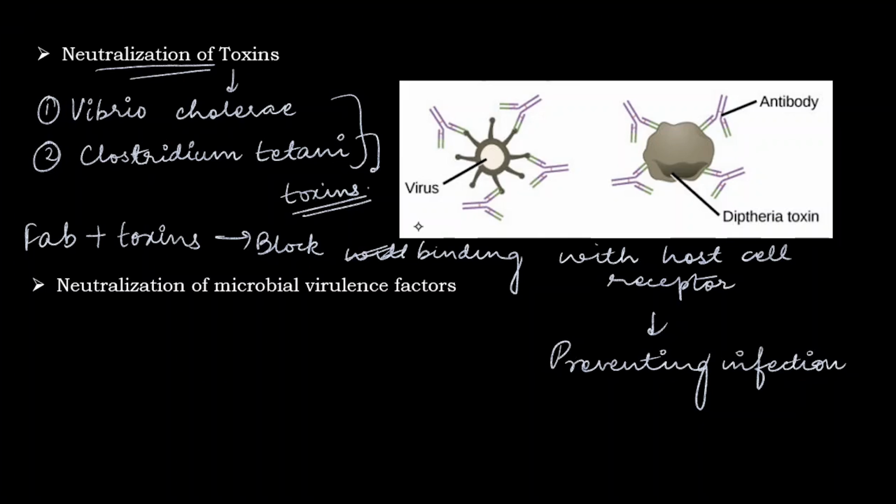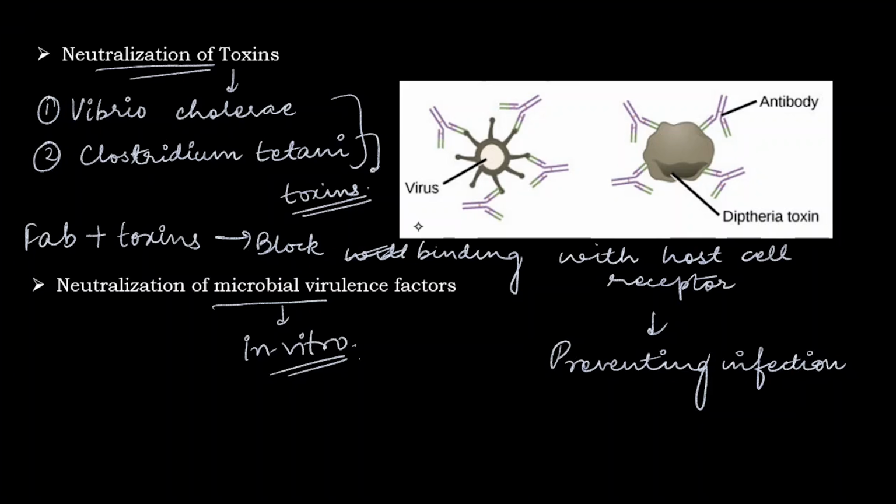So in this way the antibodies are neutralizing the toxins also. Now, neutralization of microbial virulence factors. This is seen in in vitro conditions. These antibodies can neutralize, they can control quorum sensing, and they can regulate biofilm formation also.